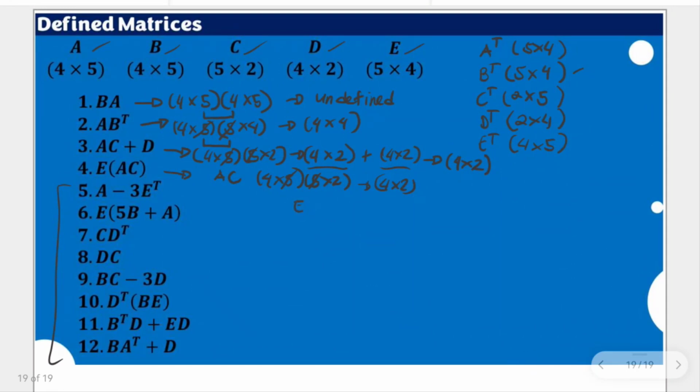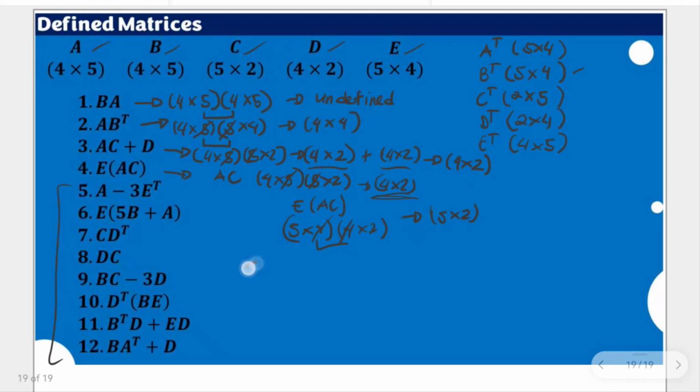So E times AC. Your E is 5 by 4. Your AC earlier is 4 by 2. Since we have the same inner entries here, the resulting matrix for the operation E times the product of AC is a defined matrix with size 5 by 2. So you can just simply do it step by step.